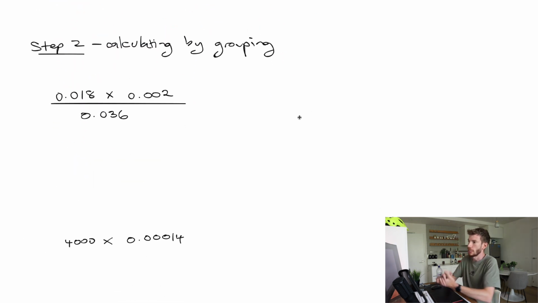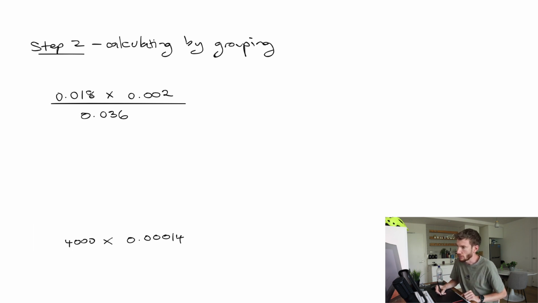Step number 2 is going to be looking at how we actually calculate with grouping and actually showing why this skill is so useful. So say we had something like this. It comes up a lot in physics and chemistry questions where you kind of get hit with these weird fractions. I did a video last week about how to make estimates and that kind of thing. This is a different kind of way of looking at things.